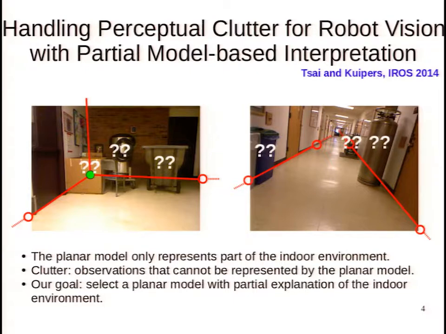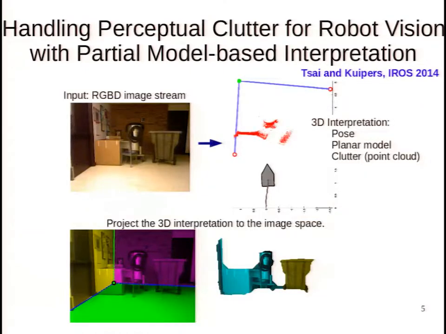To put this all together and conclude what we present in this paper: we take a stream of RGBD images and use an online efficient process with no prior training knowledge, and we can produce a 3D interpretation of the indoor environment in terms of a simple floor wall model, and identify the part of the environment that cannot be described by the model. We represent it as a point cloud, and we call them clusters. At the same time, we also identify the robot pose with respect to the model.